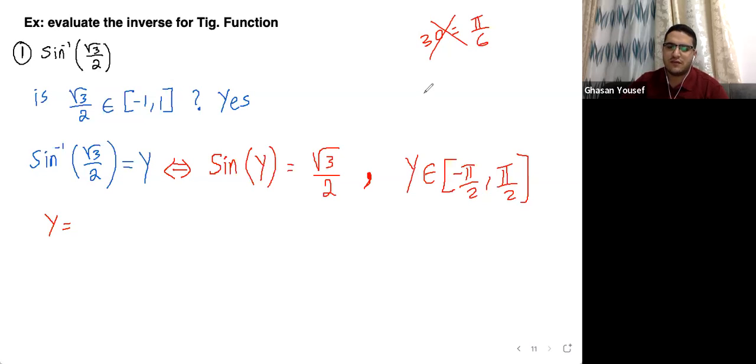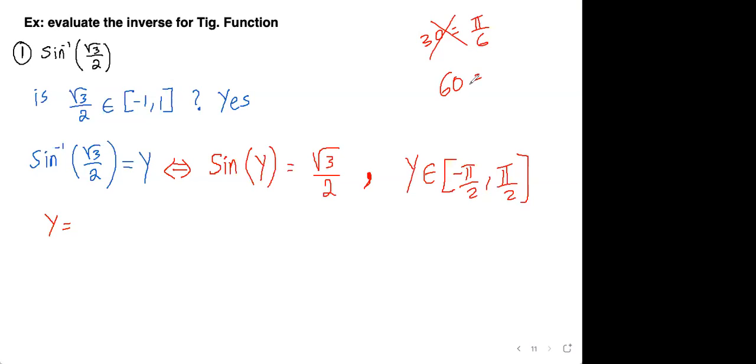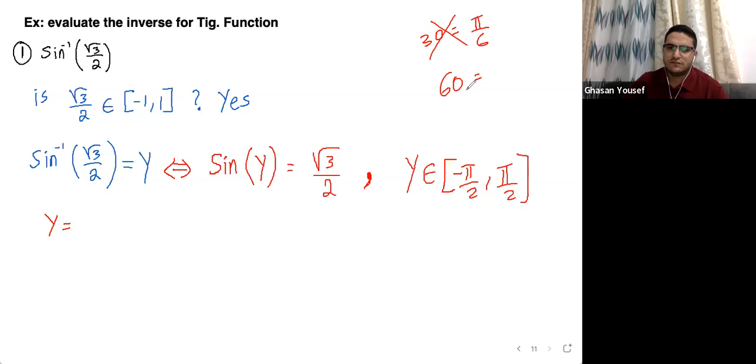What about the sine of 60? Isn't that square root of 3 over 2? Yes. So the y here must be 60. If you want to convert it to radians, it is pi over 3. And pi over 3 belongs to this interval. So y equals pi over 3, and it belongs to the interval minus pi over 2 to pi over 2.